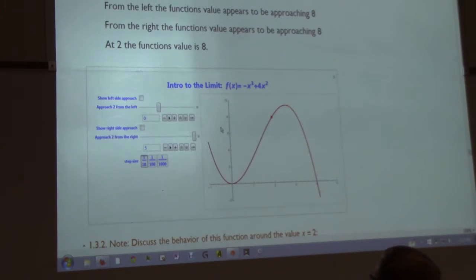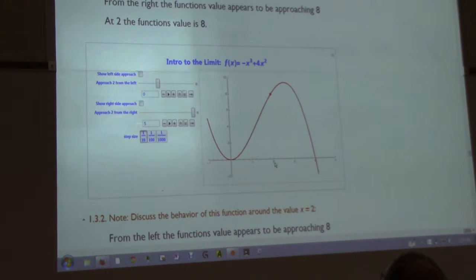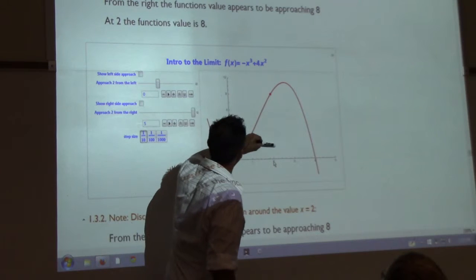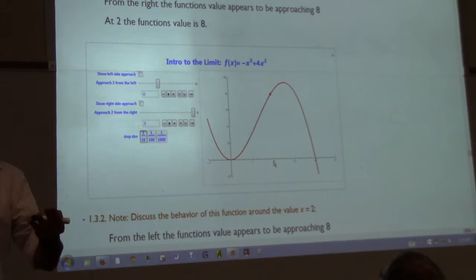So what I want to know to start here is, if we go from the left, the function's value appears to be approaching 8. So we're looking at the behavior of this function around the value 2. I want you to go to the value 2 here and take a look. If you plug in 2, it looks like the value of the function is 8. Everyone agree? That's college algebra. You plug in 2, it spits out 8. What we're interested in, though, is not what's happening at 2, it's what's happening near 2.